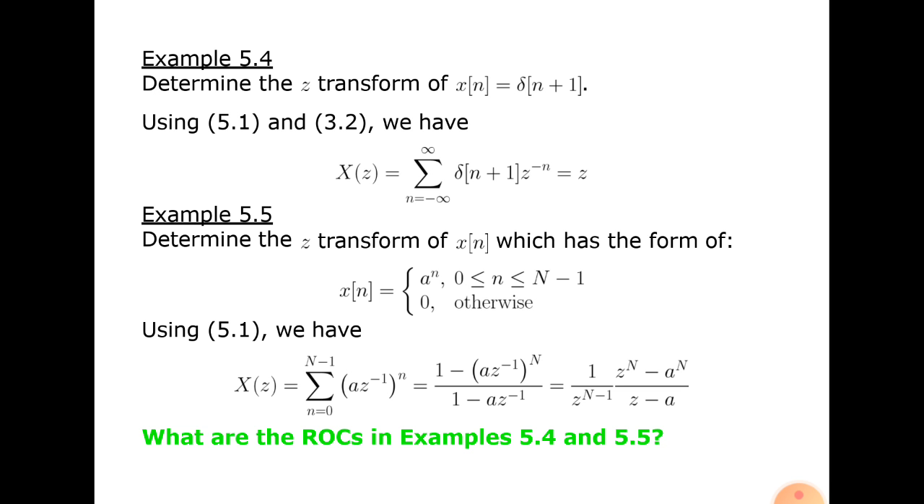Using the formula, we have X(z) equals the summation from n equals 0 to N minus 1 of (a z to the power minus 1) to the power n, which equals (1 minus a to the power N times z to the power minus N) divided by (1 minus a z to the power minus 1). That is, X(z) equals z to the power minus N... divided by z minus a. So this was the condition.